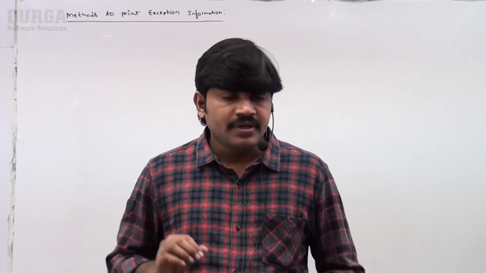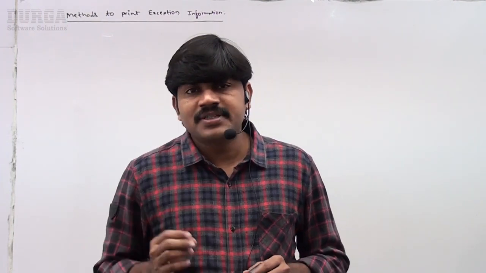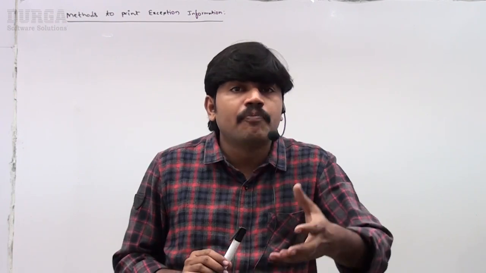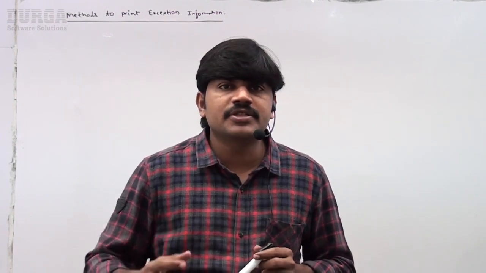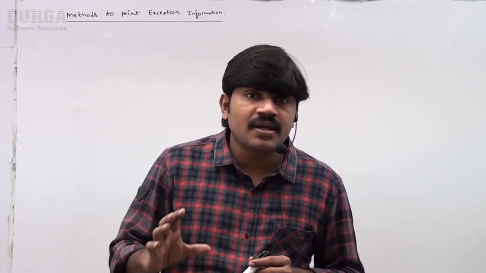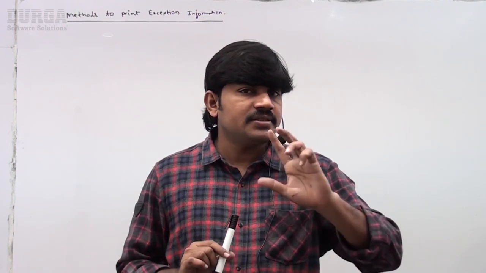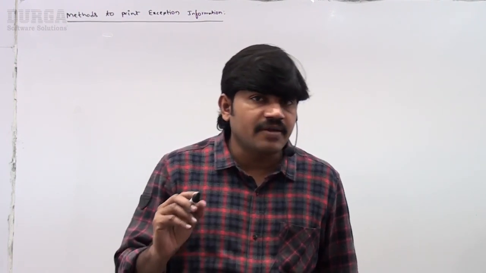Sir, in the last videos we covered very clearly how to handle exceptions by using try catch, and what the control flow in try catch is. Now sometimes it's a common requirement to print exception information to the console. Which methods are there? Just three methods are available.